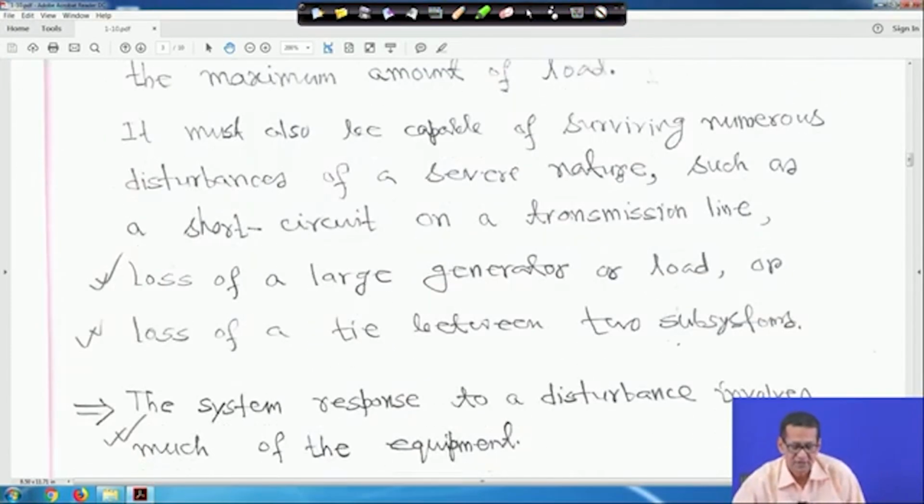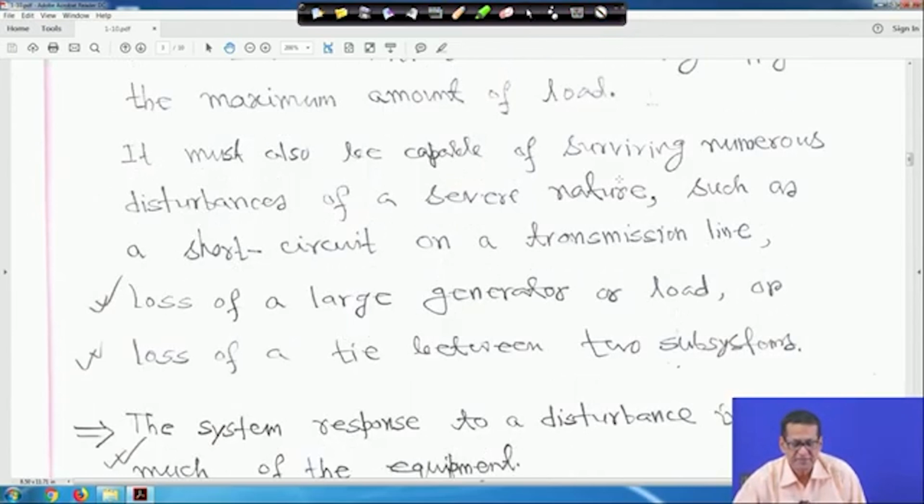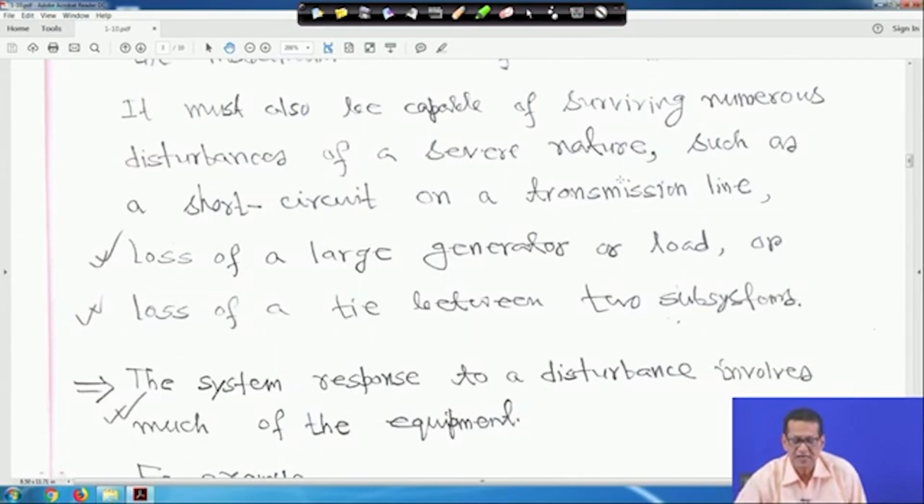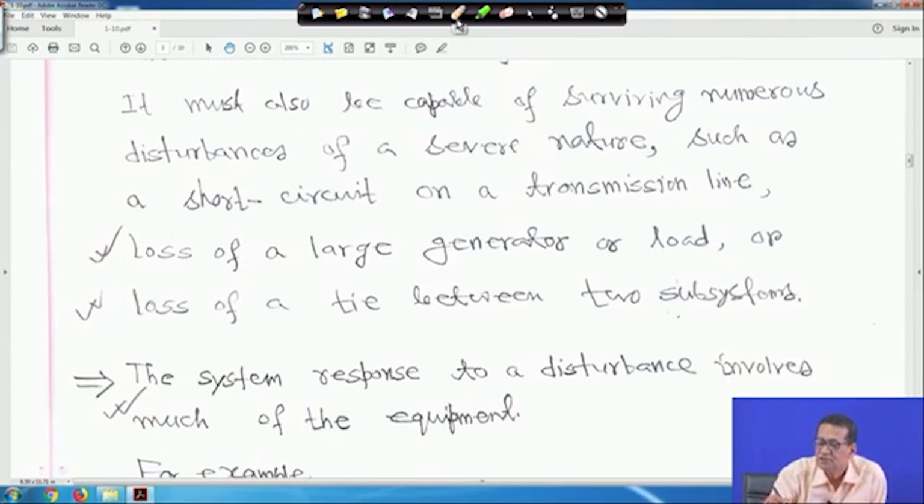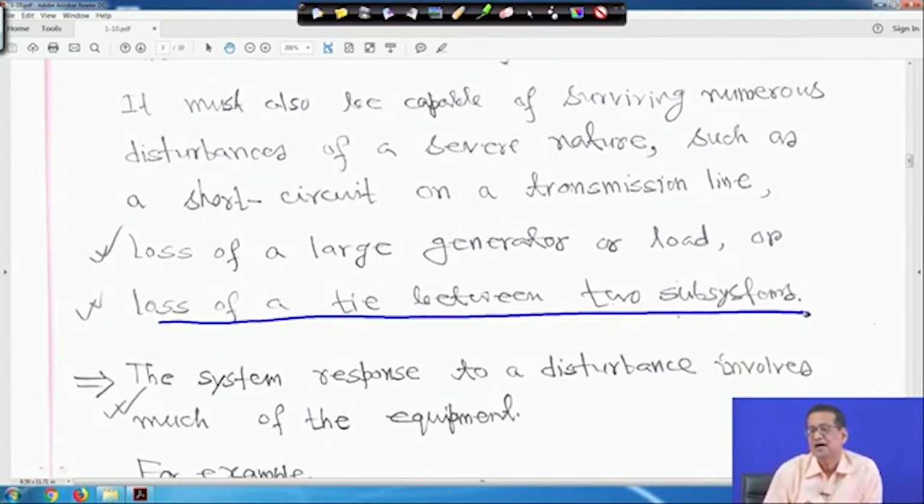So if a large disturbance of a severe nature happens, such as a short circuit on a transmission line, or loss of a large generator or a load, or loss of the tie between two substations, what does that mean? Loss of a tie between two substations means that it is a three-phase transmission line, a tie line, right?